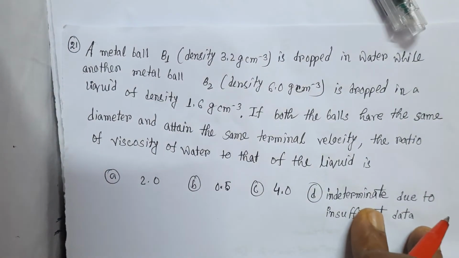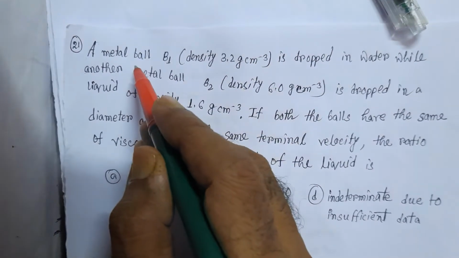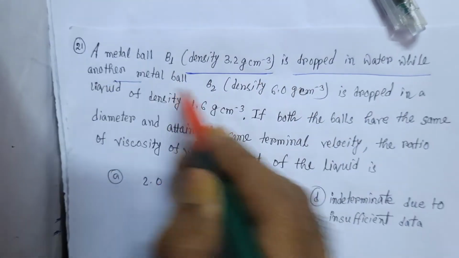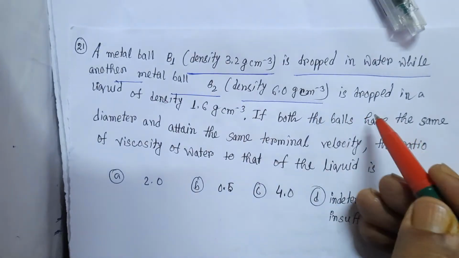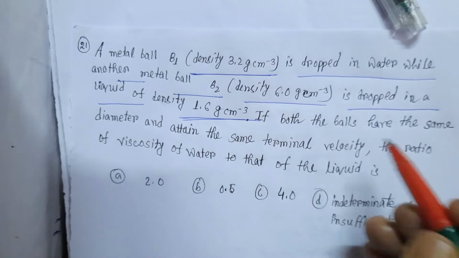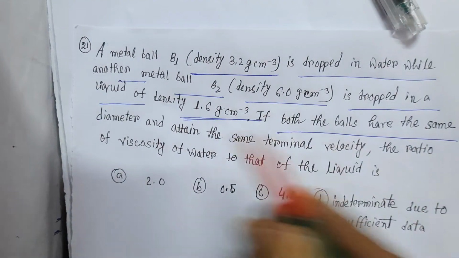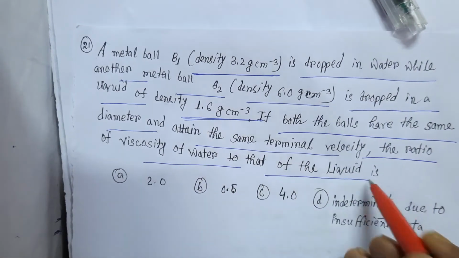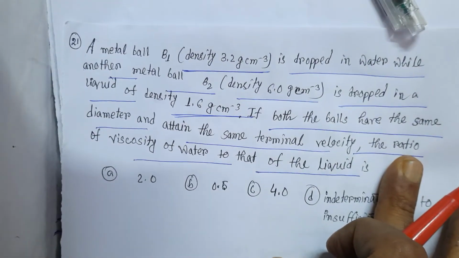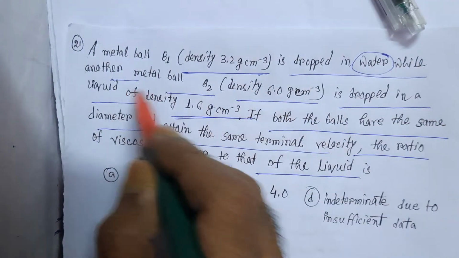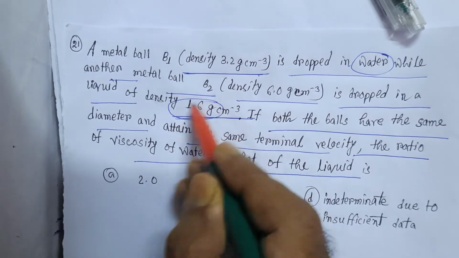In question number 21, a metal ball B1 of density 3.2 gram per cc is dropped in water, while another metal ball B2 of density 6 gram per cc is dropped in a liquid of density 1.6. If both the balls have the same diameter and attain the same terminal velocity, the ratio of viscosity of water to that of liquid is. The metal ball B1 of density 3.2 is dropped in water, and another ball is dropped in a liquid of density 1.6. We know that.